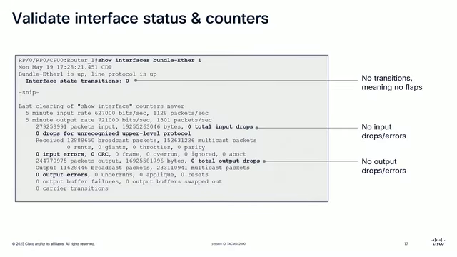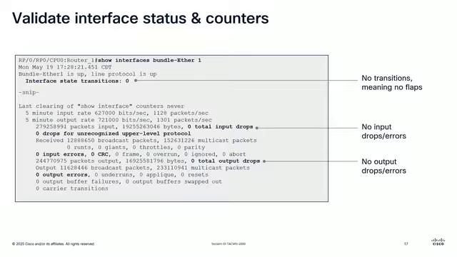If we go further, we can see the first thing that we need to check is how many transitions this bundle has. As you can see, we have 0 transitions, meaning that the interface is stable, and we have 0 flaps. Another important thing to check is the input and output drops or errors. And as you can see, we have 0 input errors and 0 output errors, meaning that the interface is stable and actually is forwarding traffic. But this was just the first step.